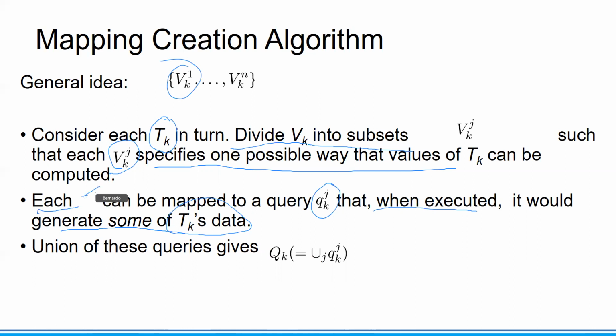I think value V_jk can be mapped to a query Q_jk that, when executed, will generate some T_k data. It means if I already have the value, it can be mapped into this query. When you map into this query, you will create new data for the target. Then later on, you need to union all the queries. And after you have the big query for k, it will fit the target T_k.